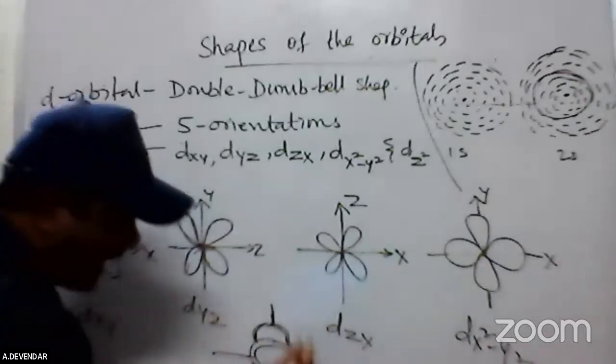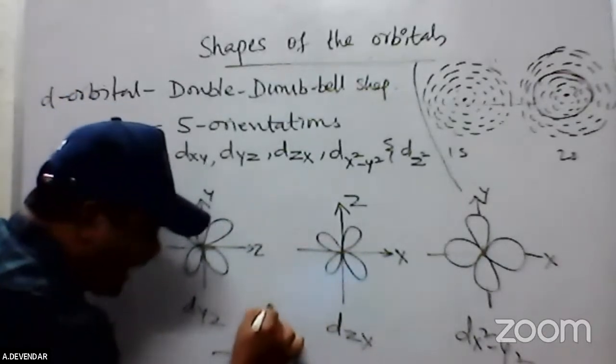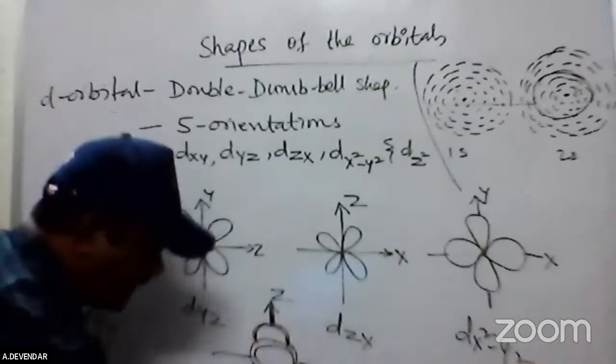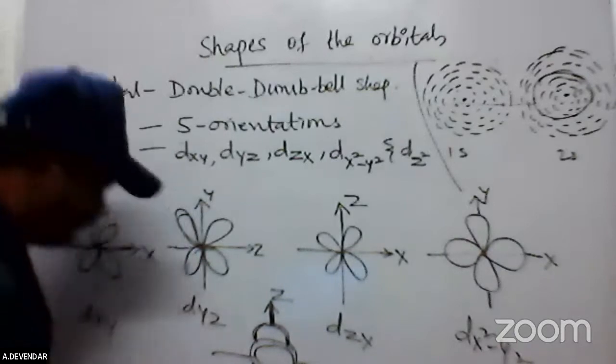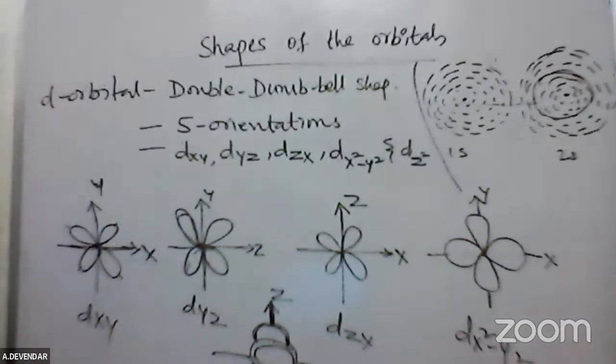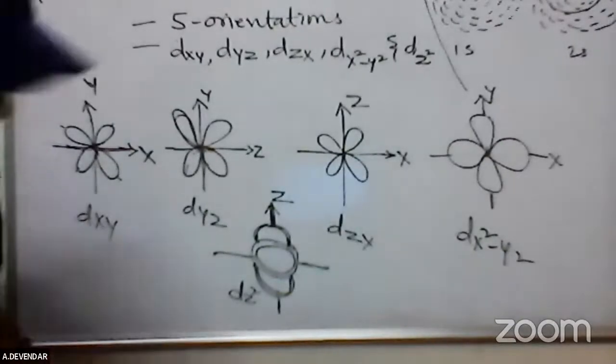The remaining lobe will be on the back side. This is only on the Z axis. It is called dz square. I hope you can get an idea about this one. So what happened? One Z, one lobe.